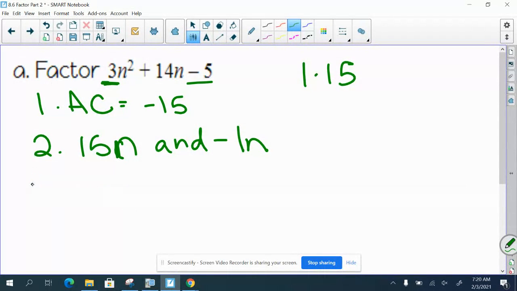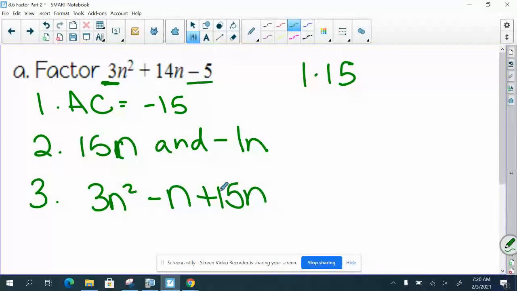All right, so then the second step is to break up your middle term. So we're going to rewrite this equation, 3n squared, but instead of 14n, I'm going to rewrite it as 15n minus 1n. Or what I like to do is I actually like to write the negative number first, so negative 1n plus 15n. That way we don't have to worry about factoring out a negative when we do the factor by grouping. And then the minus 5 at the end. All right, so then you break it up into two groups.